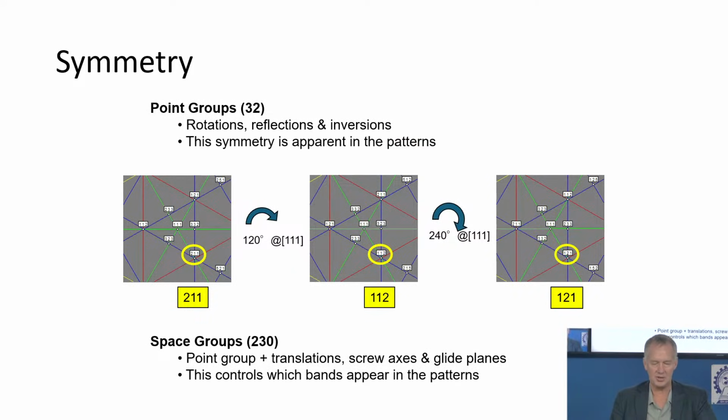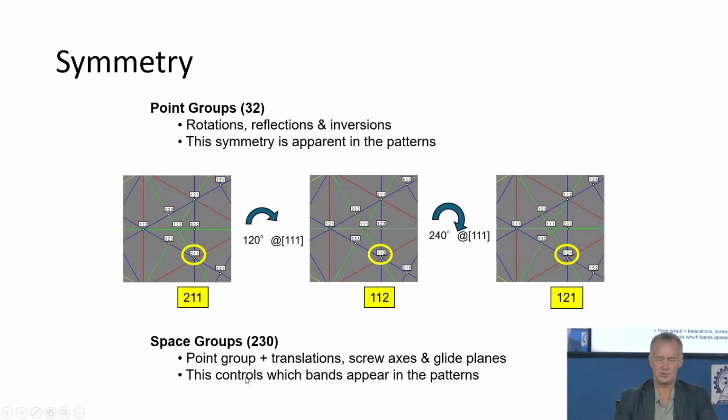All right, so here's point groups and just showing some of the different rotations and how the diffraction pattern looks exactly the same, right? So here's a 211 axis, here's a 112 axis, here's a 121 axis. They're all exactly the same thing. Right? We could call them all 211 or 2 bar 11, whatever we want to call them, we could call them all the same thing. They're all symmetrically equivalent.